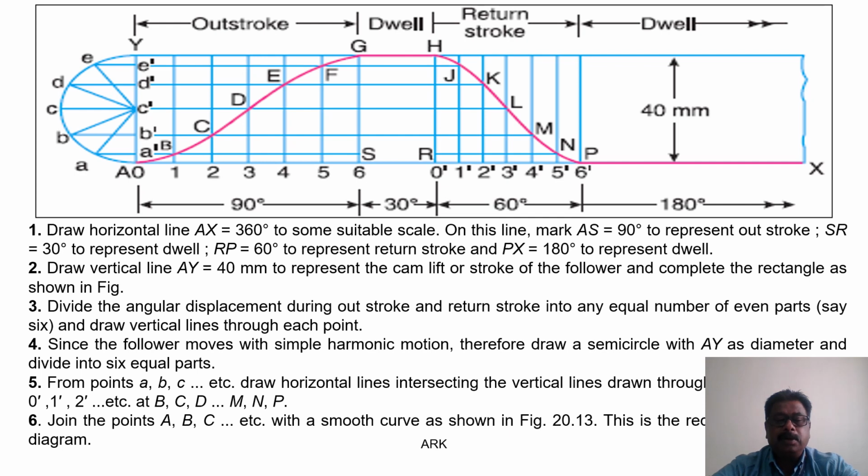Divide the angular displacement during outstroke and return stroke into any equal number of parts, say 6, and draw vertical lines through each point. Since the follower moves with simple harmonic motion, draw a semicircle with AY as a diameter and divide it into 6 equal parts. From points A, B, C, etc., draw horizontal lines intersecting the vertical lines drawn through the O', 1', 2', etc. at B, C, D, M, and P. Join the points A, B, C, etc. with a smooth curve as shown in the figure. This is the required displacement diagram.